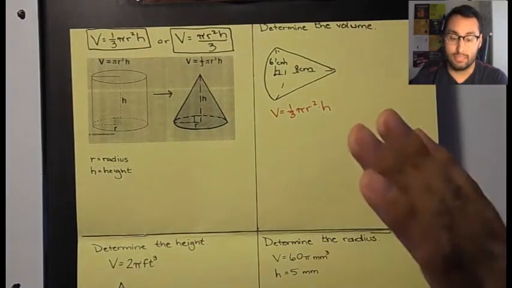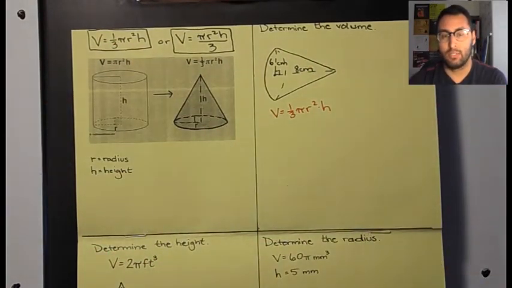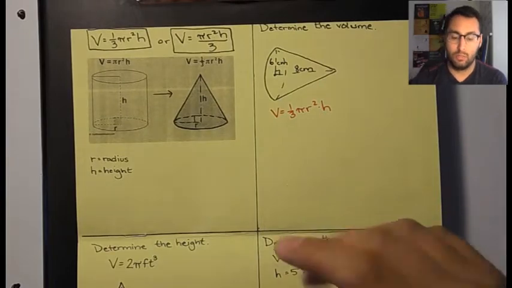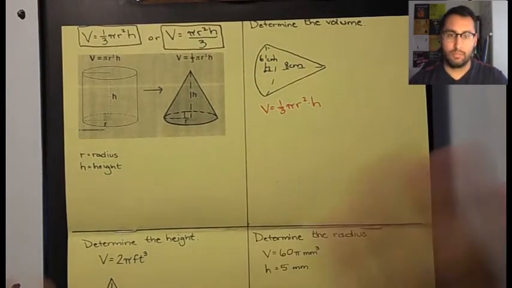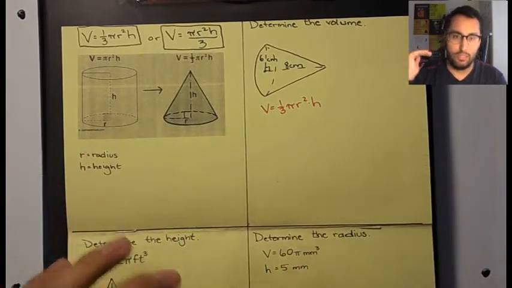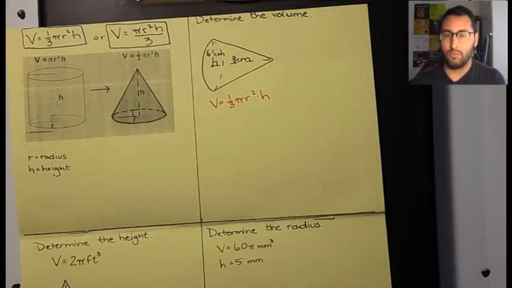Another way of saying that, instead of filling it up 3 times, is that the cone is 1/3 as big, right? It holds 1/3 as much space as the cylinder. Okay, so that's the only difference, it's just 1/3 as big. Okay, now we have a problem here where we're finding the volume. I already wrote the formula.